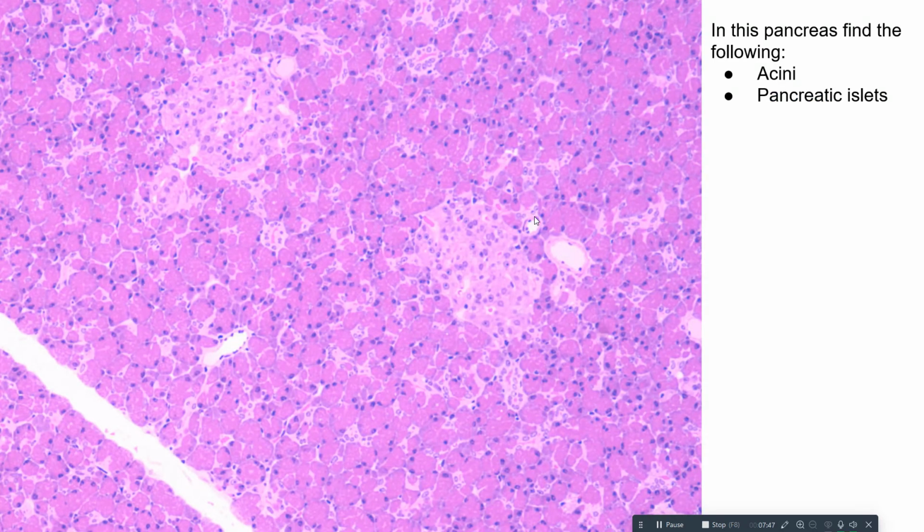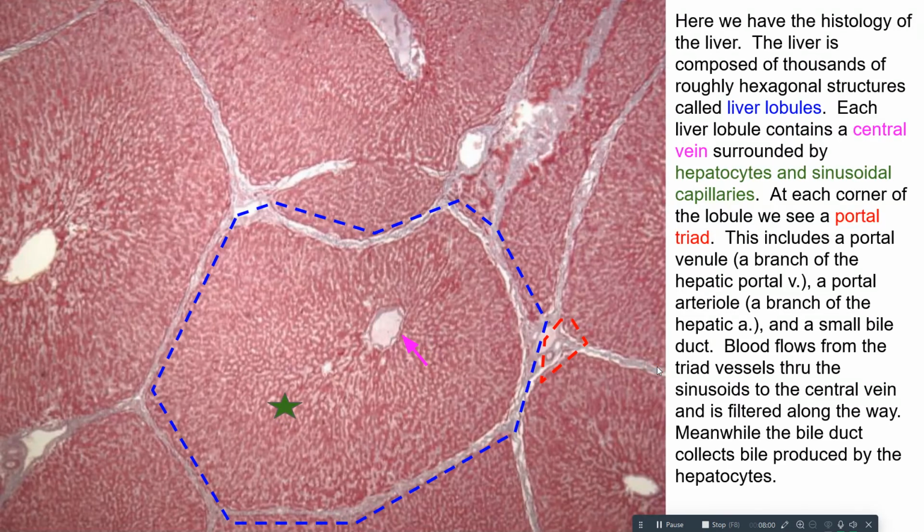Here is another pancreas. Can you find me two nice islets in here and then a bunch of acini? That is your challenge. Can you find me two nice islets and a bunch of acini? And with that, we're done with the pancreas. So we're going to move on to the liver.